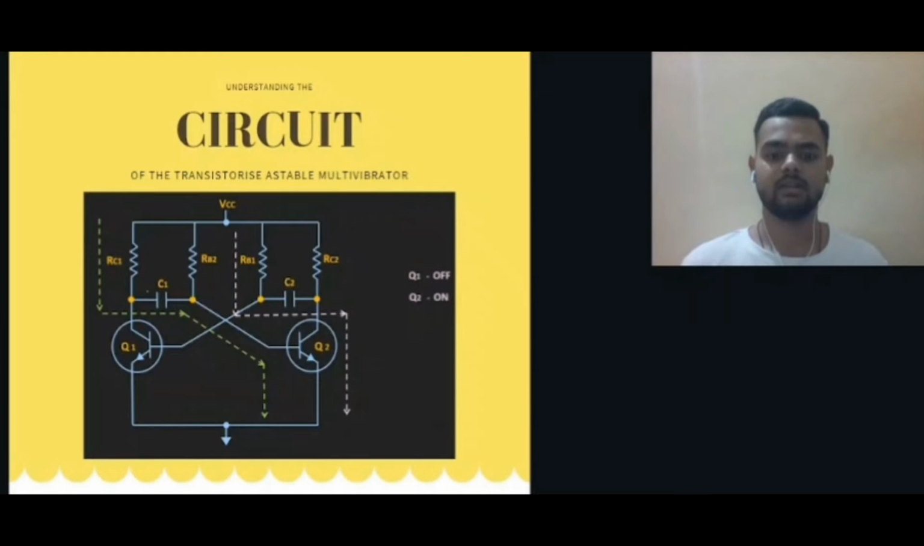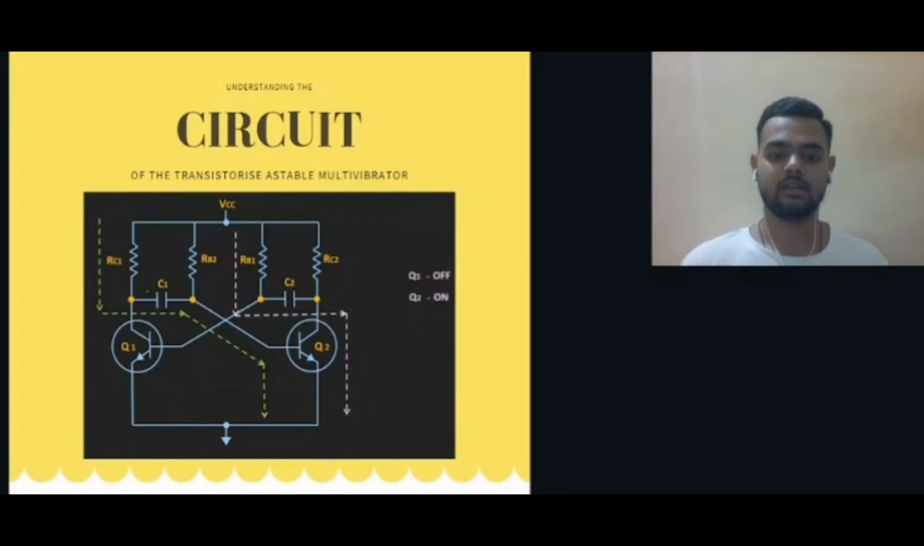So in this condition, when Q1 is off and Q2 is on, the capacitor C2 charges in the reverse direction through RB1, while on the other end the capacitor C1 charges through the resistor RC1. As soon as the capacitor C2 charges up to 0.7 volt, then the transistor Q1 will start conducting, because the voltage at C2 will directly appear at the base of the transistor. So eventually it will go into saturation, or we can say that the transistor Q1 will be short circuit.